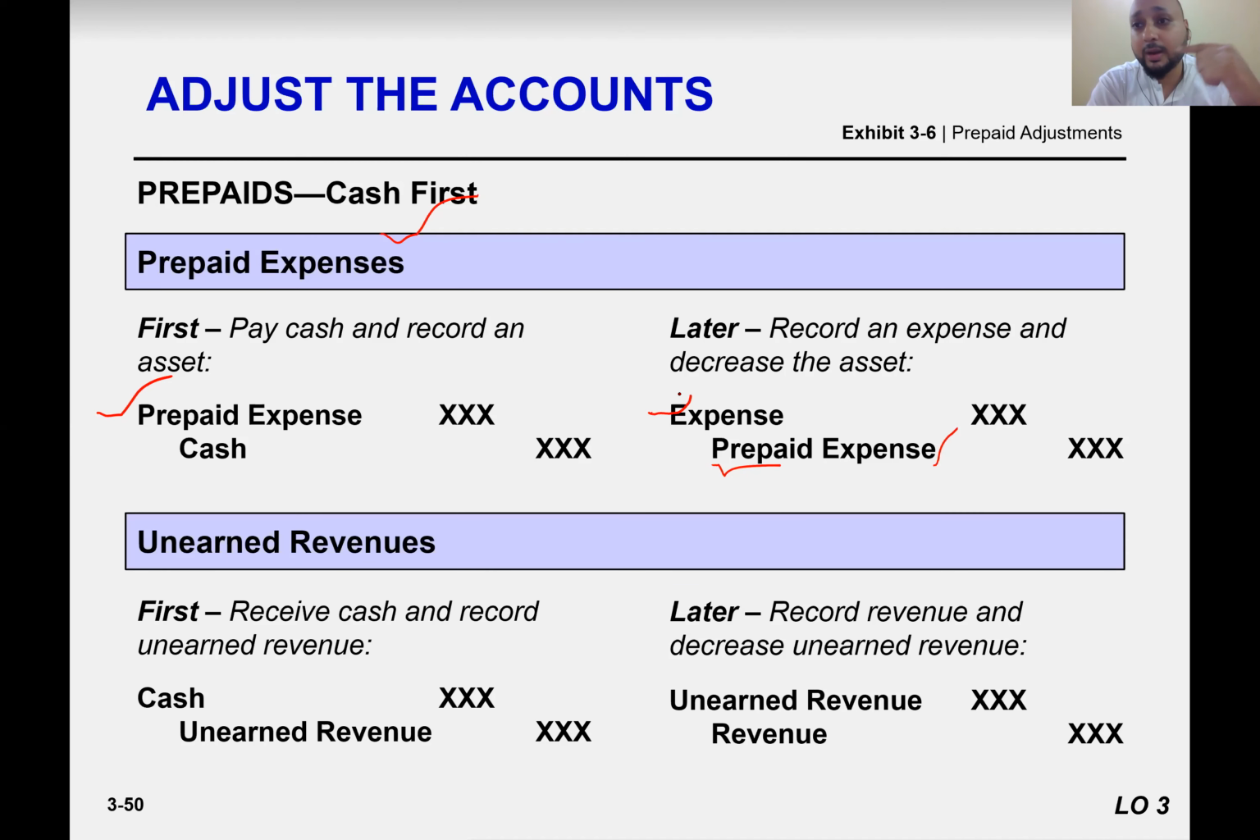Then we talked about unearned revenue. We talked earlier a number of times that unearned revenue is our liability, because we are still liable to deliver the goods. We didn't deliver the goods, we just received the cash. So we create a liability first, and then when we deliver the goods, we decrease that liability and convert it into our revenue. This is called adjustment of the account.